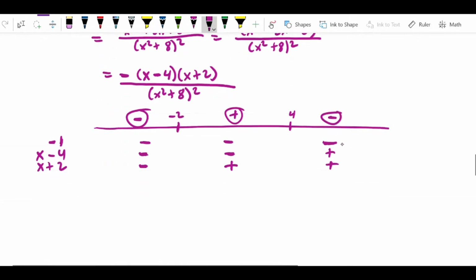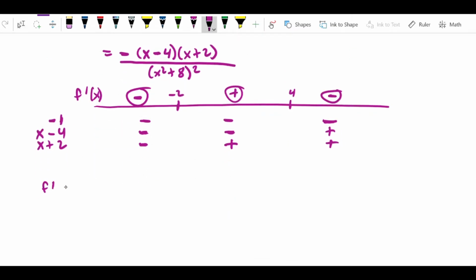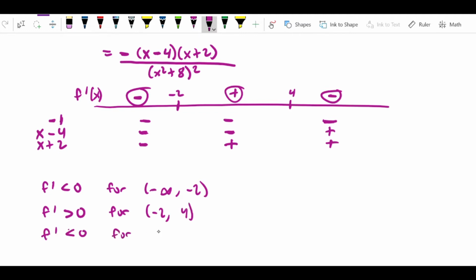So what we can see is that the function f of x is, in other words, recall what this means. Let me just back up for a minute. This was not values of the function. This was values of f prime. In other words, what we found is that the derivative f prime of x is negative, positive, and negative on these intervals. So f prime is less than 0 for negative infinity to negative 2, f prime is greater than 0 for negative 2 to 4, and f prime is less than 0 for the interval 4 to infinity.